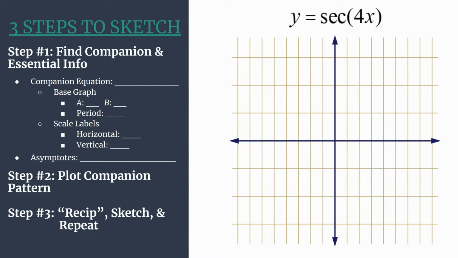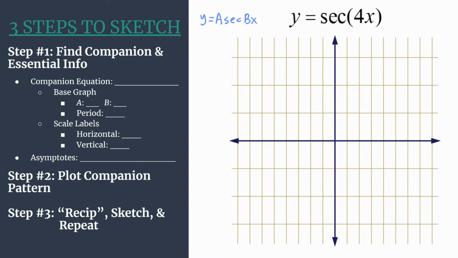And let's start by noticing that our equation is in the form y equals a secant bx. So we know we should be using the basic template for secant graphs, and that's when we do not have any shifting going on. So now that we know that, we can jump into step 1, where we'll find our companion equation and its essential information, as well as our asymptotes for our final graph.